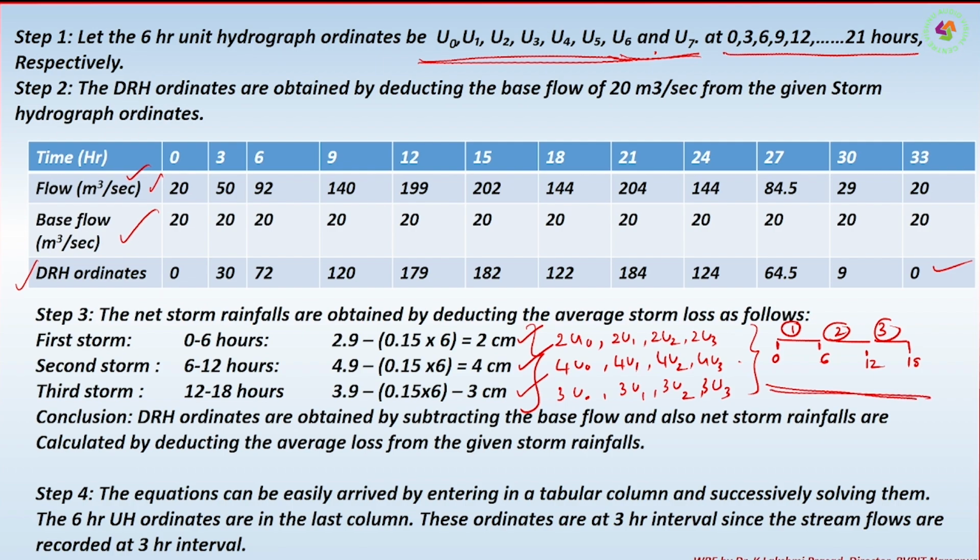All storms do not start at one time. The complex hydrograph is divided into a number of isolated storms, one after the other. So the first storm is 2 centimeters for the first 6 hours. Then 4 centimeters is for the next 6 hours. And 3 centimeters is for the next 6 hours. So have clarity. The problem is simple, but only clarity is needed.